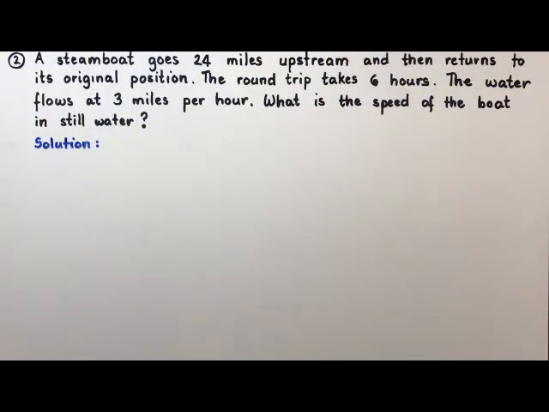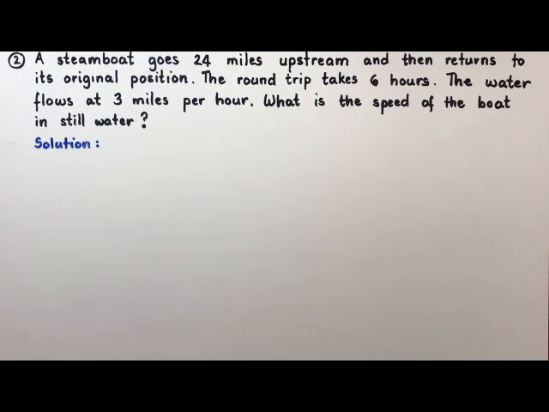Number 2. A steamboat goes 24 miles upstream and then returns to its original position. The round trip takes 6 hours. The water flows at 3 miles per hour. What is the speed of the boat in still water?